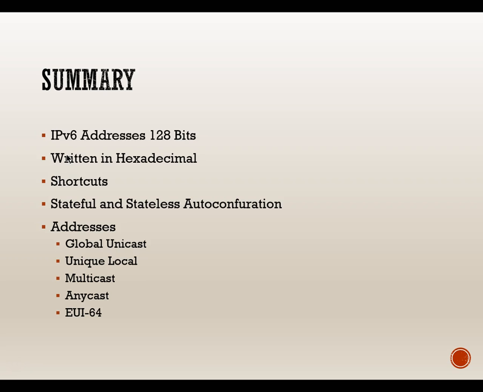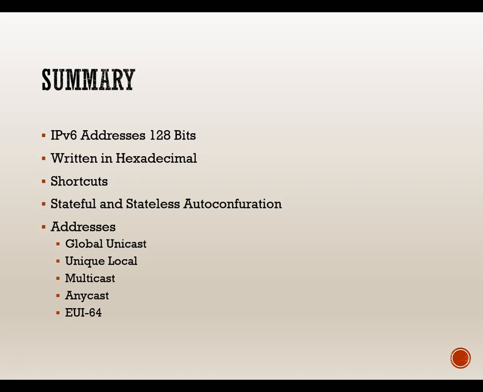So that is an overview of IPv6. It's a 128-bit address space written in hexadecimal. We use the CIDR notation, the slash notation, and then a number to tell us how many bits are in the subnet mask. We talked about the shortcuts. We don't have to write leading zeros. We can use a double colon once to replace a string of zeros.